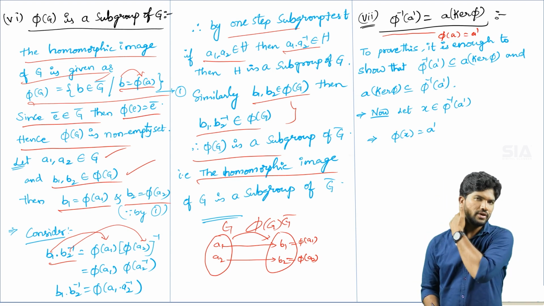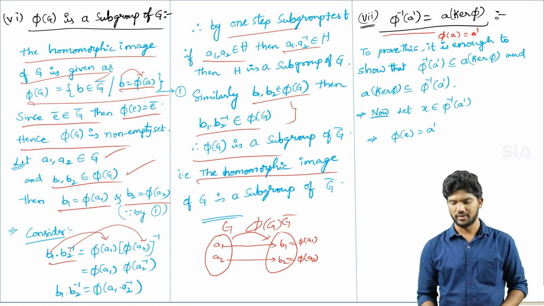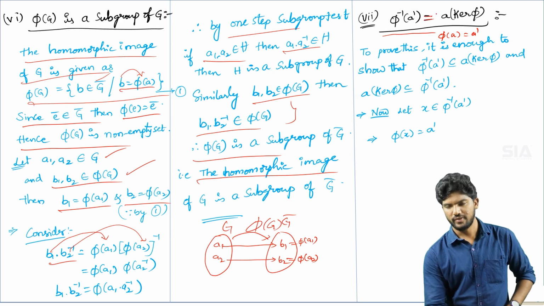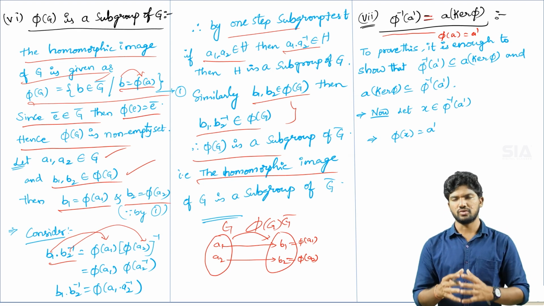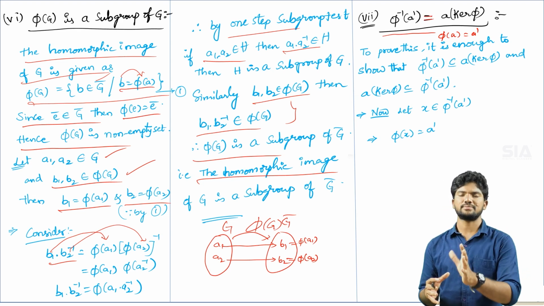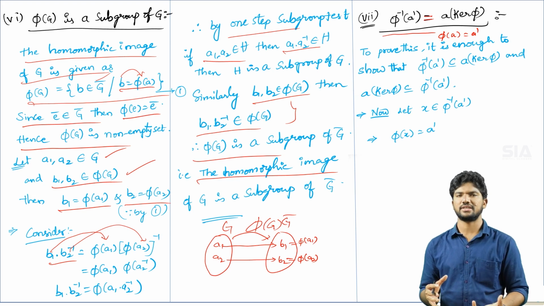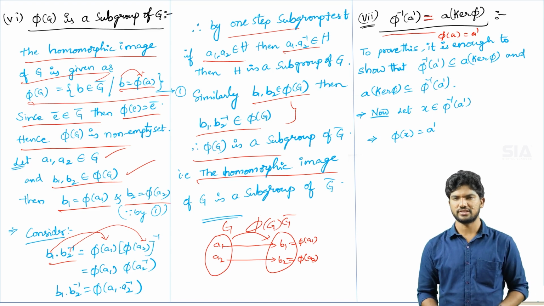Image of a is equal to a dash. By using that condition we have to prove. ఇక్కడ మనకు ఈక్వల్ సింబల్ ఉంది. Whenever you have the equal symbol, so you know very well, a subset of b and b subset of a, then a is equal to b. ఆ ప్రాసెస్ లో మనం ప్రూవ్ చేస్తాం.